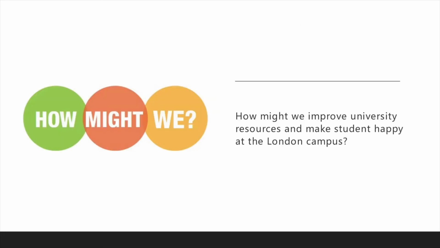Next, let's move on to ideation. With a clear problem in mind, we now aim to come up with as many ideas and potential solutions as possible. So for the first stage, the pre-ideation stage, we were given the question: how can we improve university resources to make students happy at London campus?